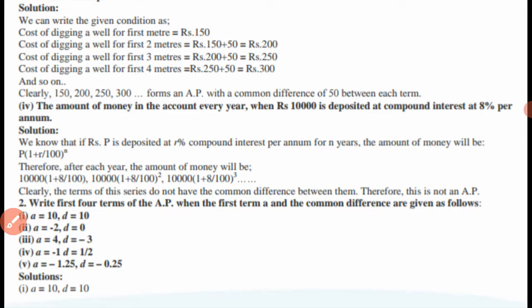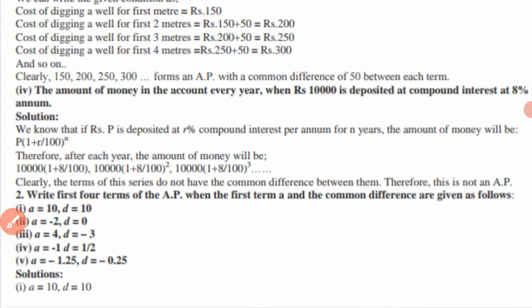Now after this, starting question number 2. In question number 2, write the first 4 terms of the AP when the first term a and common difference d are given. Here we are given first term a equals 10 and d equals 10. So in this case we have to find the AP.